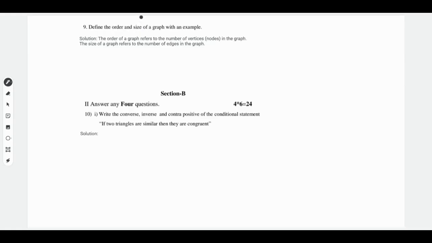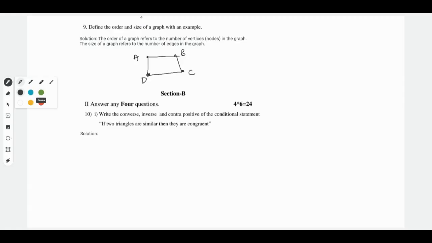Then moving to the next one: define the order and the size of a graph with an example. The order of a graph refers to the number of vertices, or nodes, in the graph. The size of the graph refers to the number of edges in the graph. For example, if I take a graph with vertices A, B, C, D, now I need to find the order of the graph. What is the order of the graph?